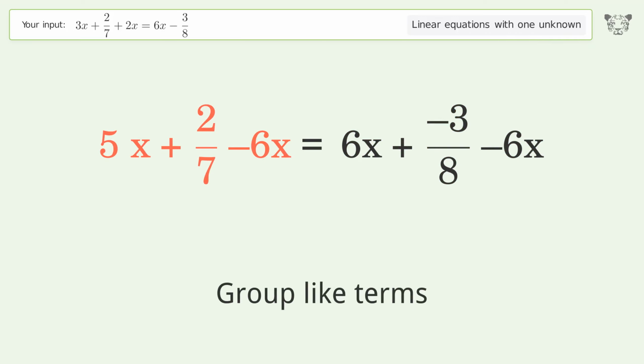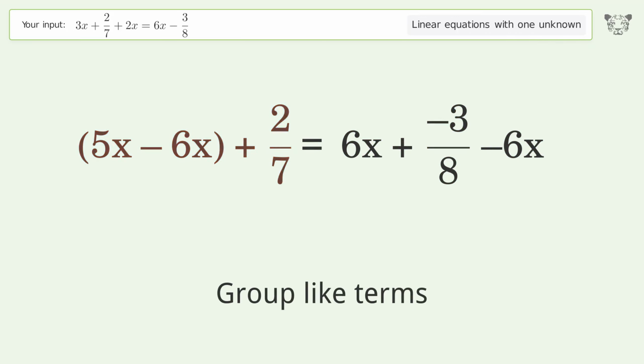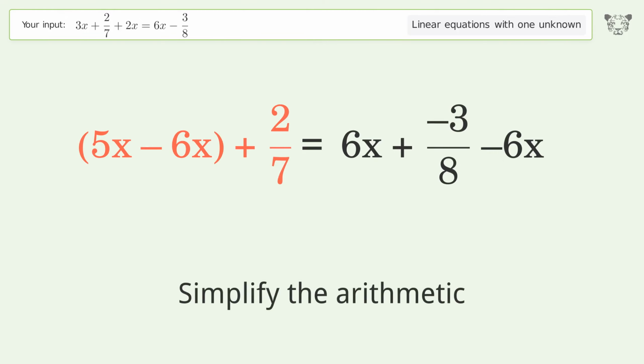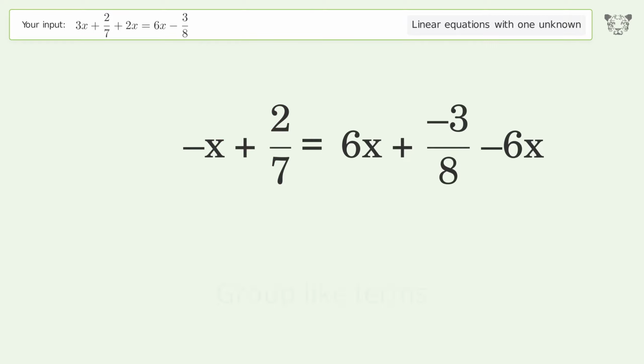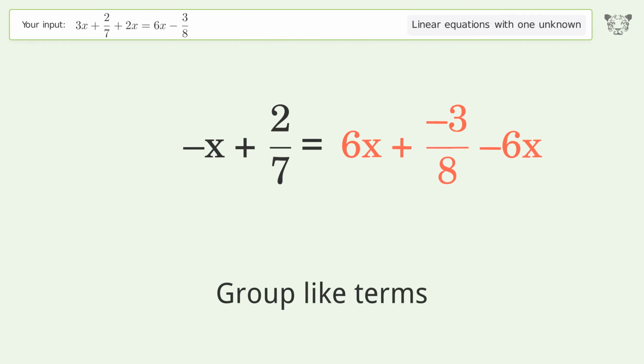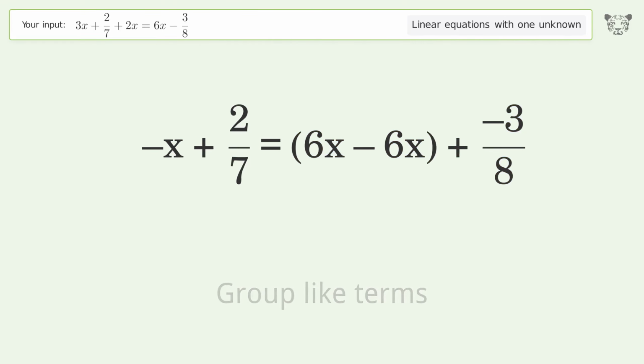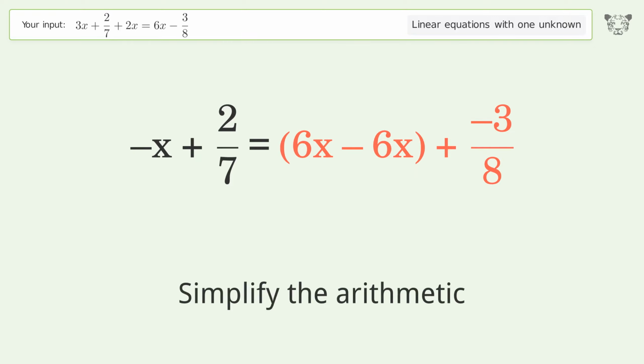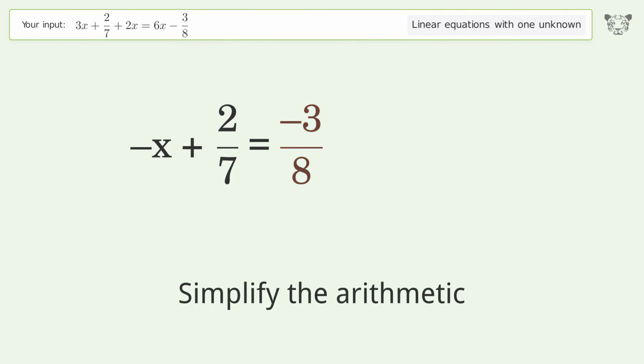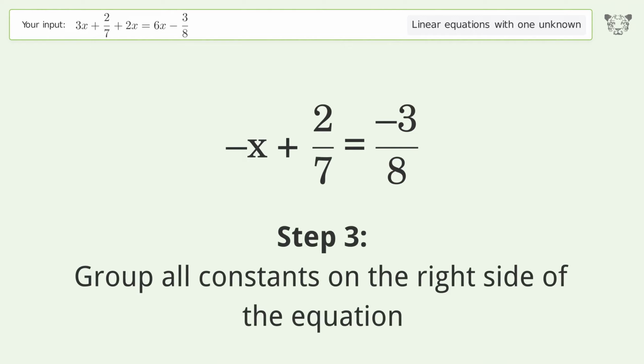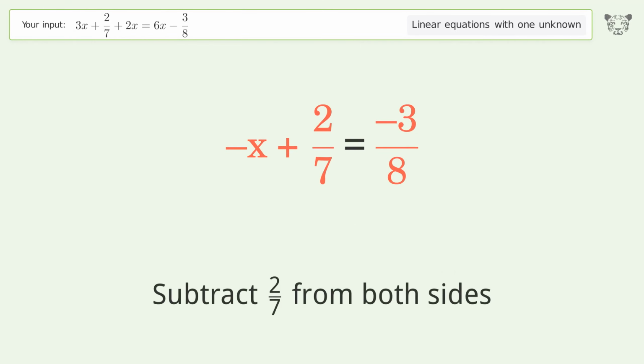Group like terms. Simplify the arithmetic. Group like terms. Simplify the arithmetic. Group all constants on the right side of the equation. Subtract 2 over 7 from both sides.